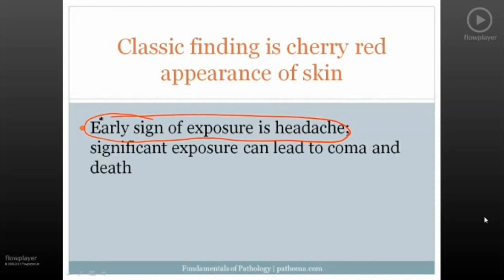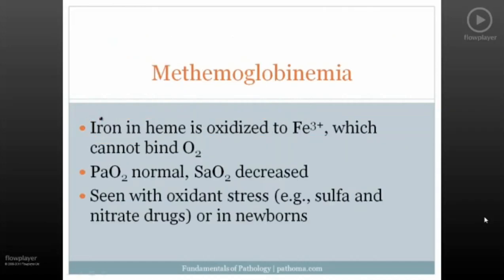Or if the patient complains of a headache, you really want to then raise the worry for carbon monoxide poisoning, especially with an exposure. So for examination purposes, I would say it is very important to remember that an early sign of exposure is headache. A third way by which we could decrease the O2 carrying capacity of the blood is called methemoglobinemia.